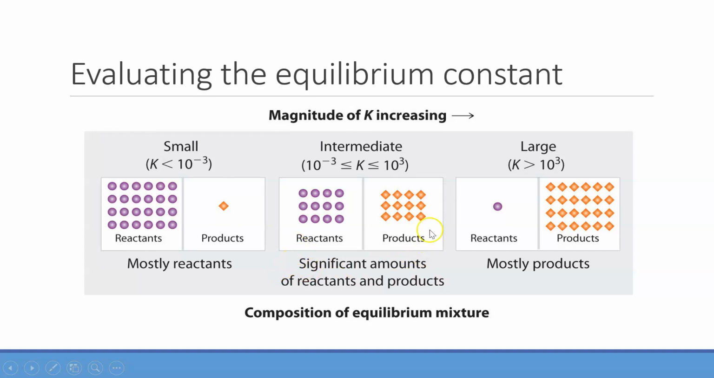If we have an intermediate scenario where we have roughly equal amounts of reactants and products, this is where we have somewhere between 10 to the minus 3rd and 10 to the 3rd, then we have a significant amount of each. So they both are reasonably contributing to that K value. When the K value is very large, it tends to favor the product side, or we would say equilibrium lies to the right. And in this scenario, the product is the dominant form, not the reactant.